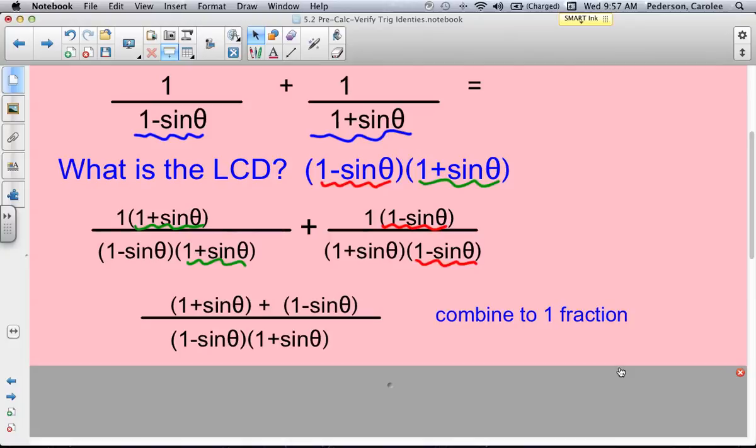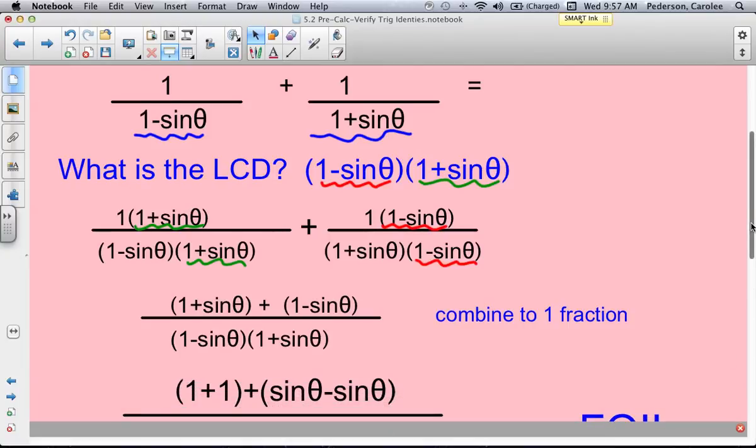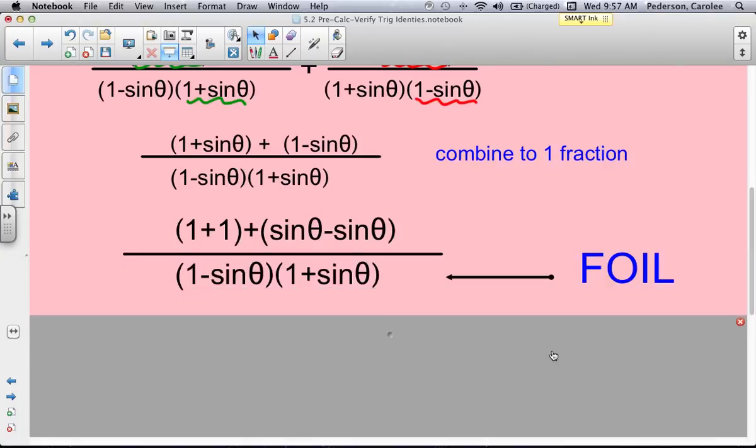I'm not able to write anything right now. We'll just finish this problem and then I'll stop the recording. So to combine 1 and 1, and then combine sine of theta minus sine of theta, what do those become? Those cancel out, and then we'll FOIL the denominator.